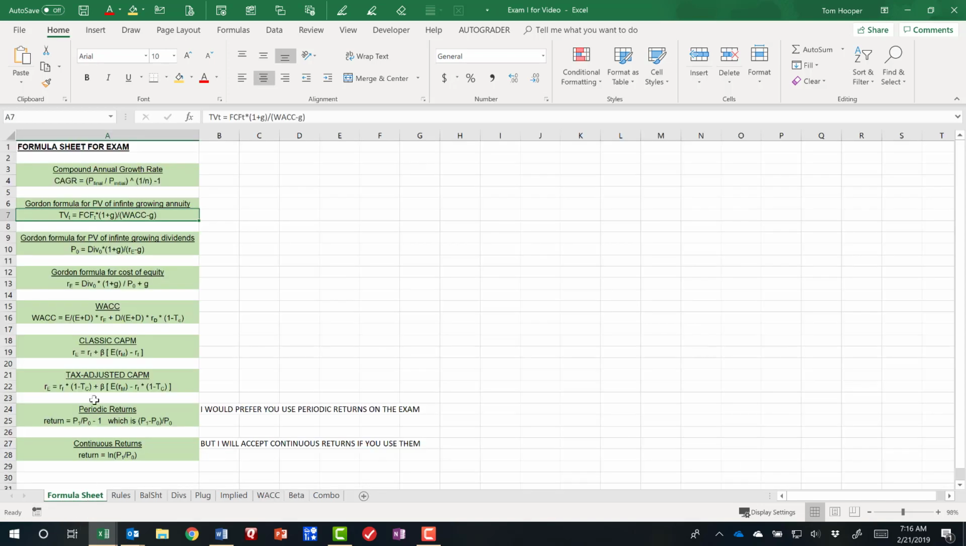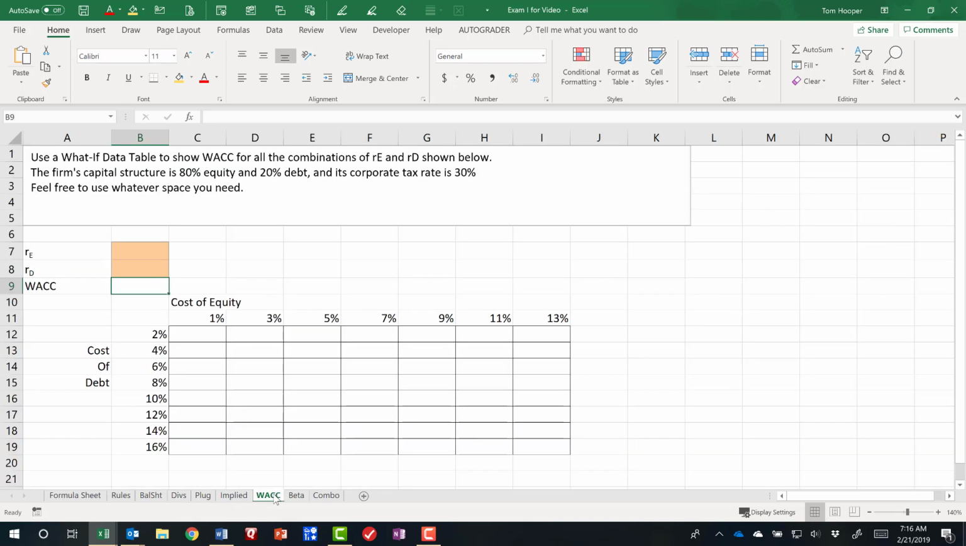Okay, got a formula for that. That's good. I'll put that in. So E, what is E? Well, it says the firm's capital structure is 80% equity and 20% debt. So that is the percentage of my capital structure that's equity. So I'm just going to put a 0.8. We're not getting graded on modeling rules in this problem. We just need to get that right. That's the percentage that's debt, 0.20.